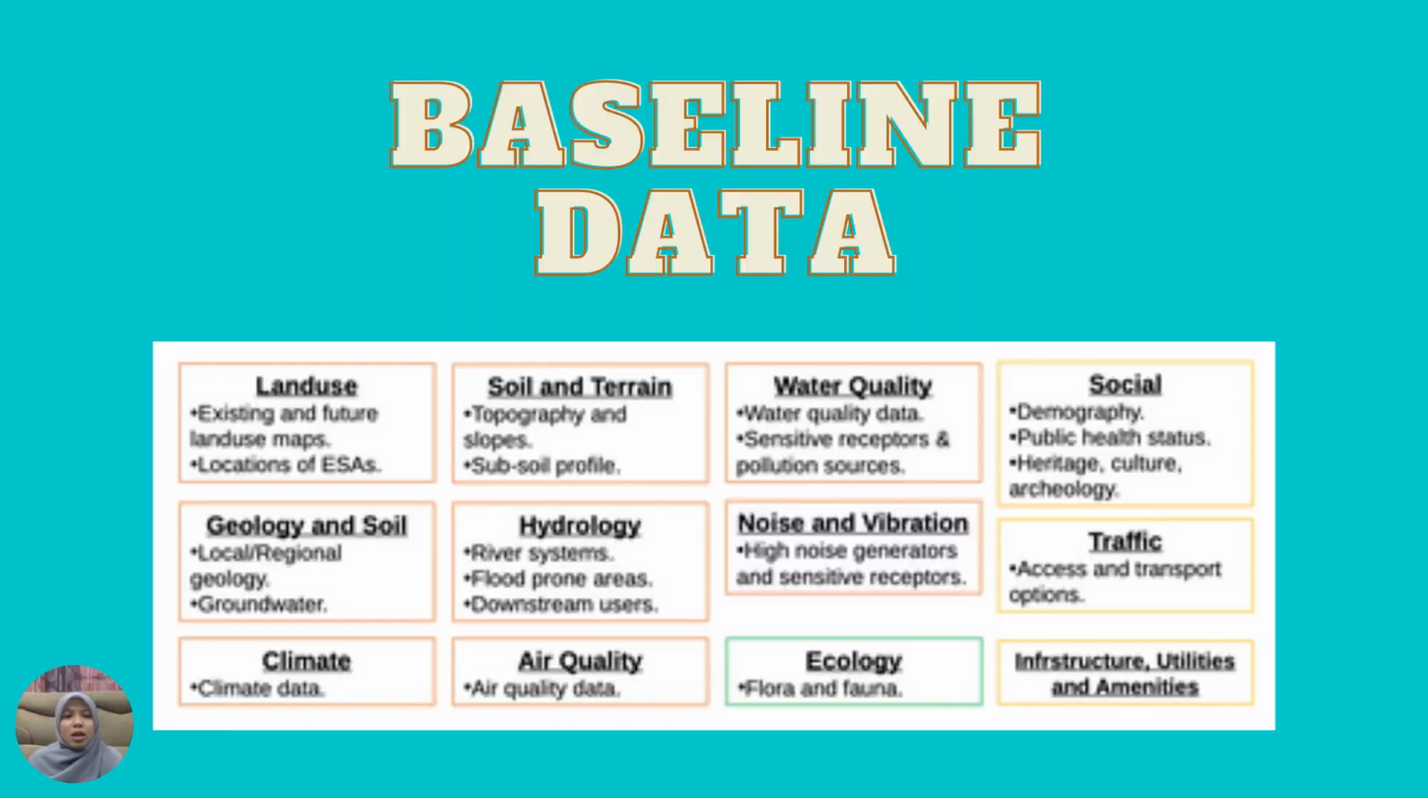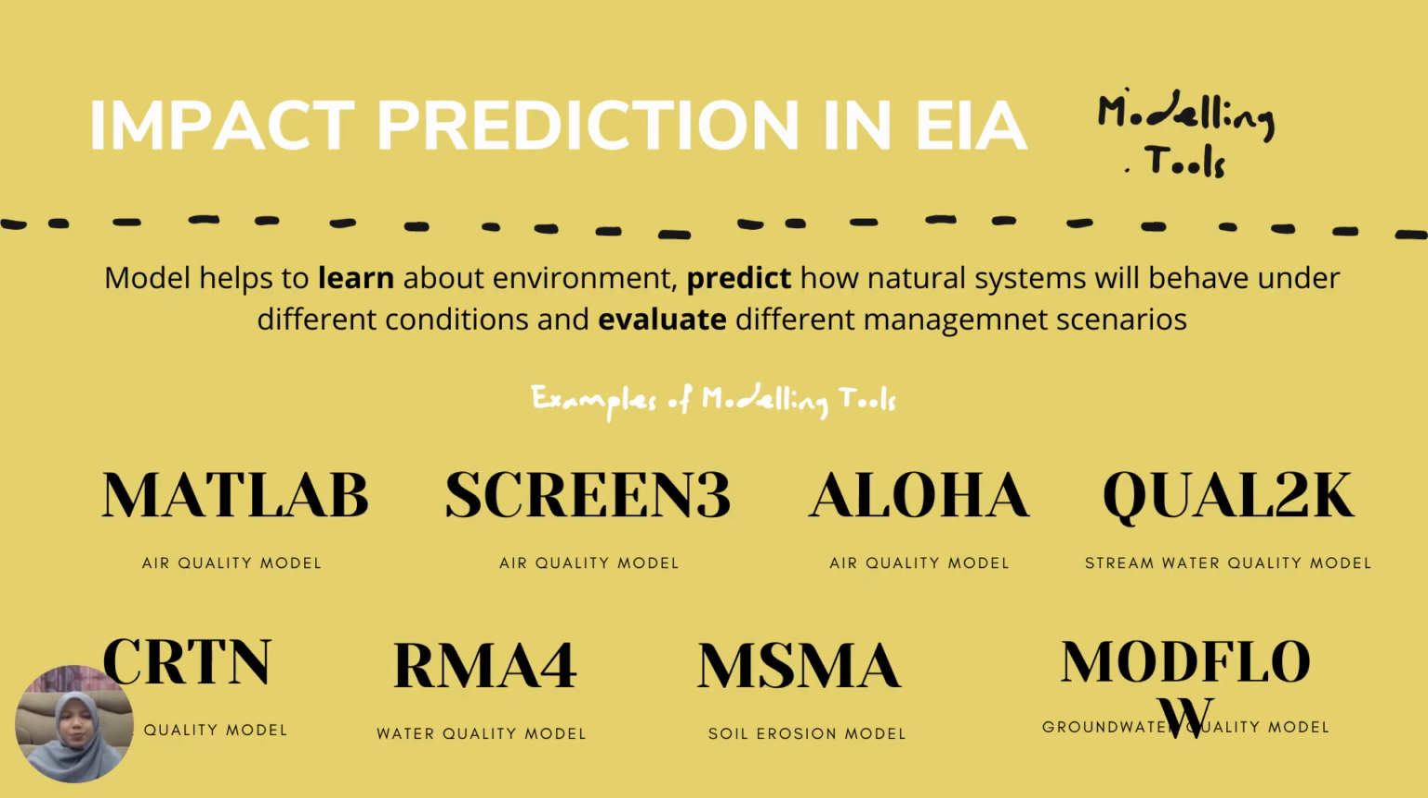These are the baseline data that we can use during the scoping: land use, soil and terrain, water quality, social, geology and soil, hydrology, noise and vibration, traffic, climate, air quality, ecology, and so on.